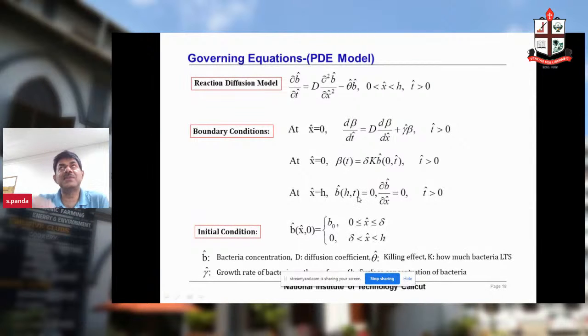Then finally, on the free surface, at the end of your domain, you assume that all bacteria have already been killed, so nothing is there. Then the flux, the derivative condition or the gradient, whether any population or anything is changing, this change is what we call the flux in physics. That is almost zero now. And for the initial condition, within the domain of 0 to delta you have full bacteria, and once it comes to the next domain, you have 0 initially.